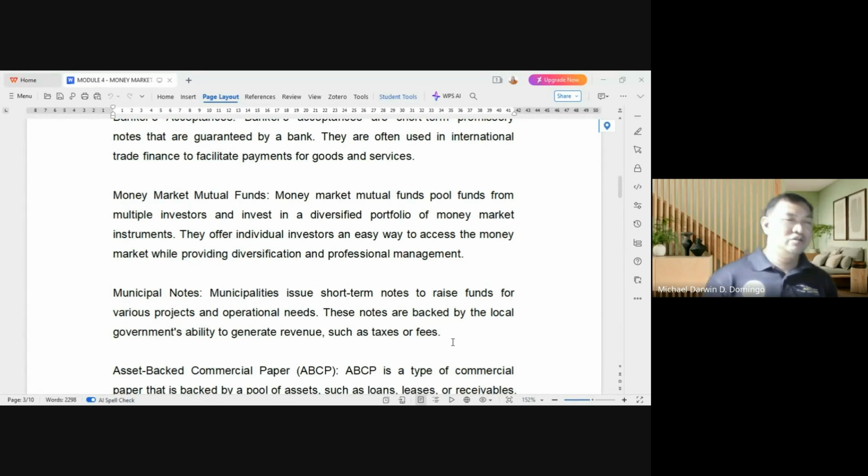So dito, gagamit sila ng ibang paraan para magawa kagad yung project. So hindi pa lalabas yung pera natin dyan. Mangutang muna tayo. Mag-issue muna tayo ng treasury bills. Ganun siya. Asset-backed commercial paper.